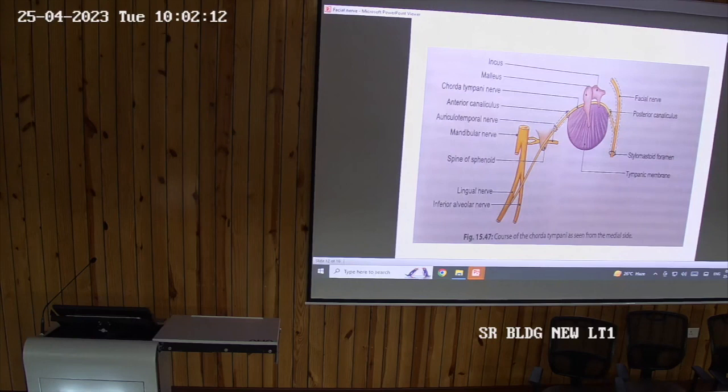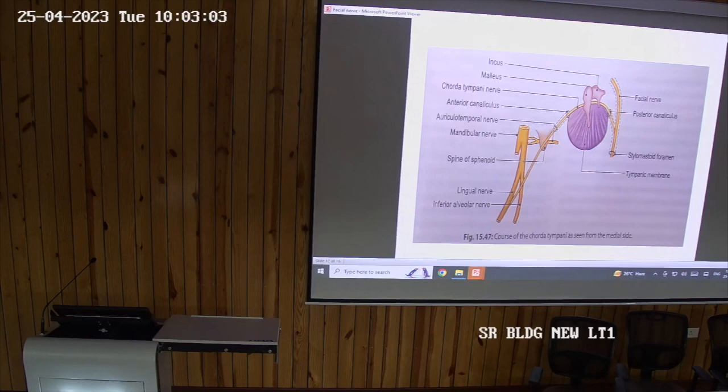Now what happens? The cell bodies of these afferent fibers are located in the geniculate ganglion. The peripheral process reaches the anterior two-thirds of the tongue, and the central process arising from the geniculate ganglion reaches the nucleus tractus solitarius. I don't think you will remember so much. You just remember the chorda tympani nerve has two types of fibers.